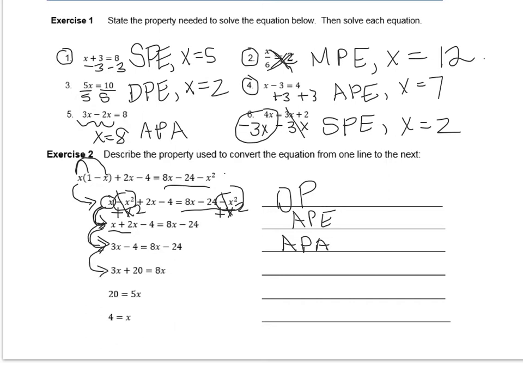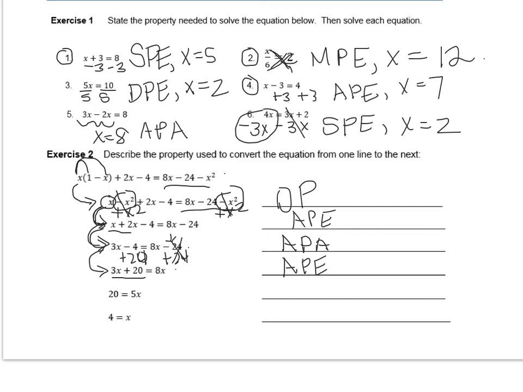From here to here, 3x minus 4 equals 8x minus 24 became 3x plus 20 equals 8x. The negative 24 is no longer on this side of the equation, so my guess is we added it to both sides. And negative 4 plus 24 is the same as 24 minus 4. That's how we ended up with 3x plus 20 on this side. And these canceled. We were left with 8x on the right side. We added something to both sides, so we used the addition property of equality.